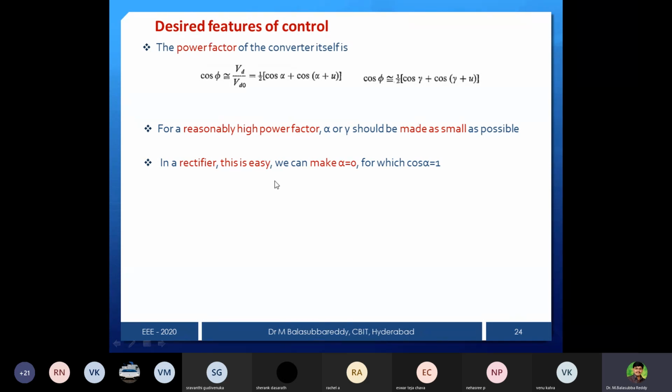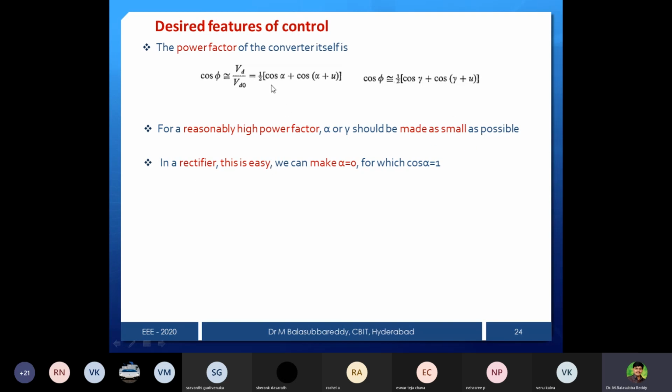And in a rectifier this is easy, because it is all our control of the rectifier station. In the inverter it is also possible, but you cannot directly control gamma; you can control beta there, and in turn gamma varies. So for the rectifier station it is easy to control, because making alpha 0 is the easy way, and it will operate like a diode rectifier. So our intention to keep the power factor high is that alpha or gamma must be kept at the minimum or as small as possible.